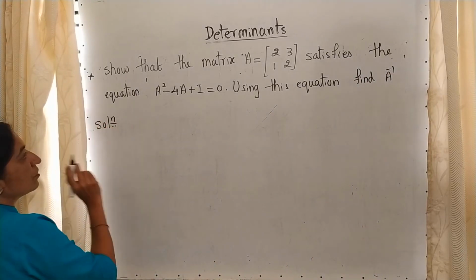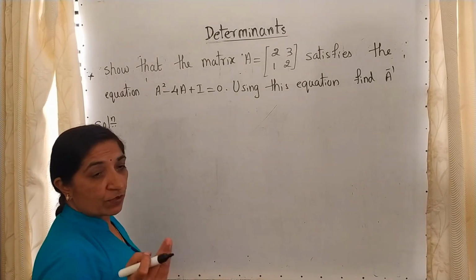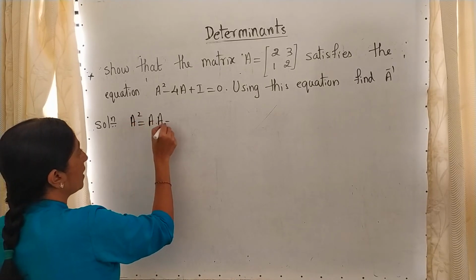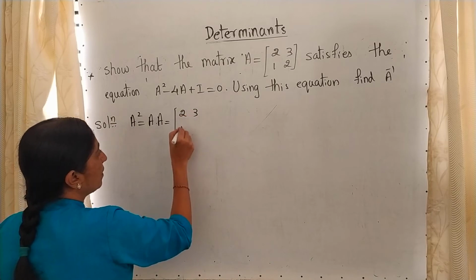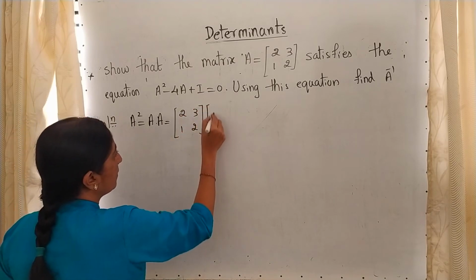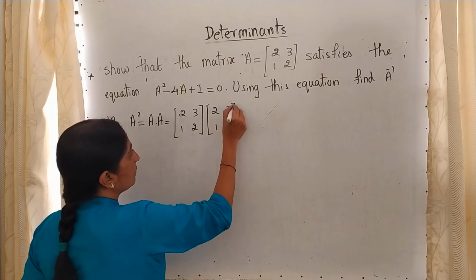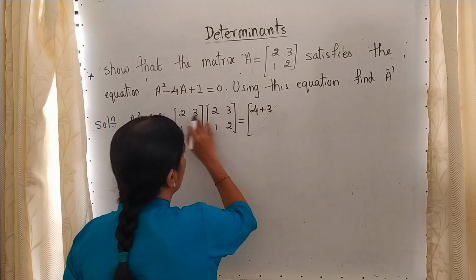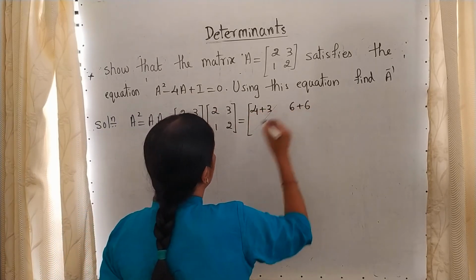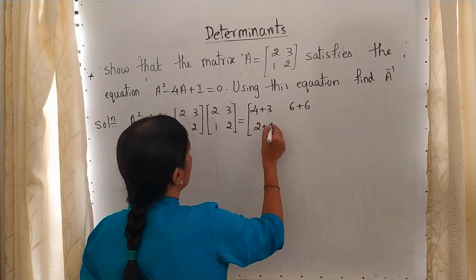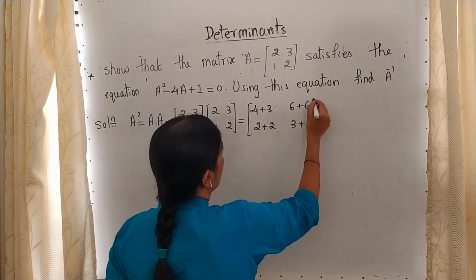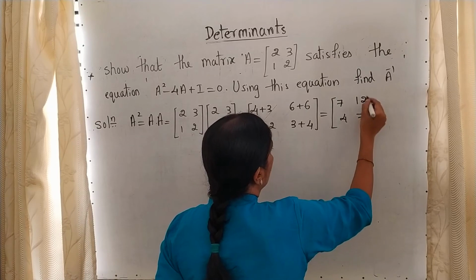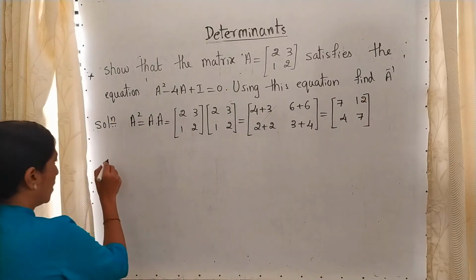Here in the solution, to show that the equation is satisfied, first we have to find A square. For that we have to find A into A. 2, 3, 1, 2. The same matrix will be repeated here. Now multiply. 2 into 2, 4 plus 3. Then first row, second column: 6 plus 6. Then 2 plus 2. 3 plus 4. Yes. This is 7, 12, 4, 7. This is A square.